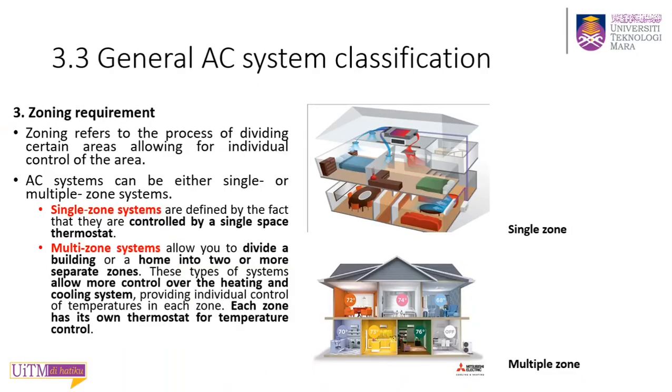The third and final classification is the ability of the air conditioning system to provide zoning requirement. Some air conditioning systems allow for individual control of the air temperature within the space to ensure comfort. Zones can be divided into single or multiple zone systems.